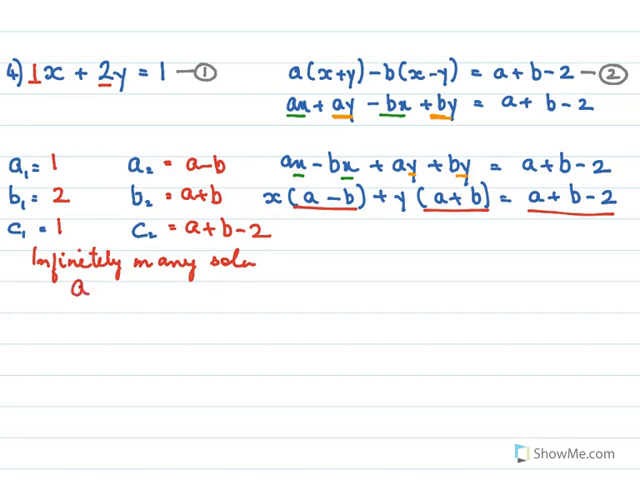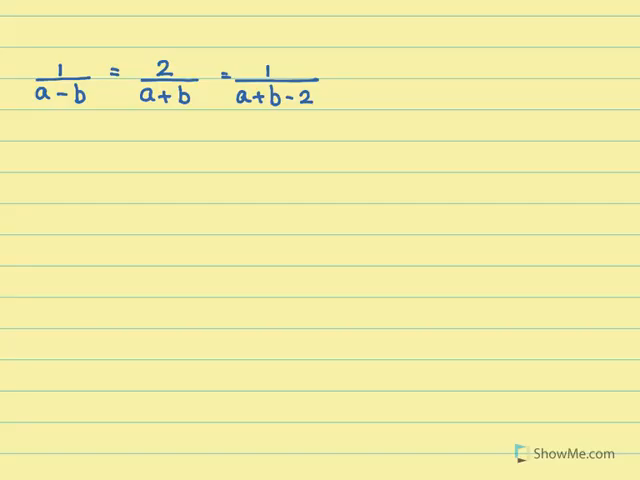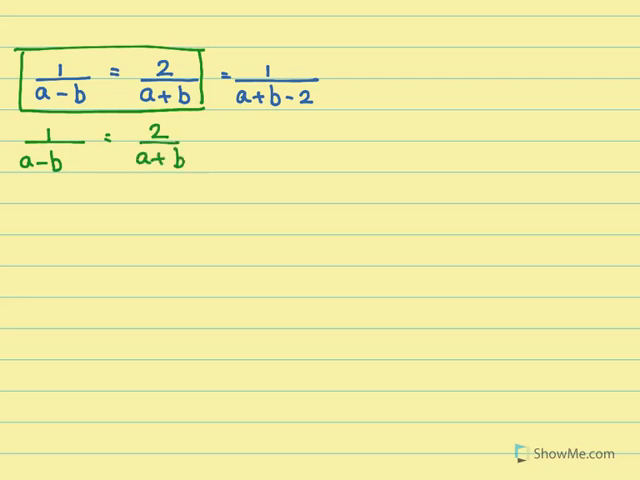And if they have infinitely many solutions, my condition is a1 over a2 equal to b1 over b2 equal to c1 over c2. So our a1 we know is 1, a2 is a minus b, b1 is 2, b2 is a plus b, c1 is 1, and c2 is a plus b minus 2. We'll now take up these two terms and cross multiply. So I have 1 over a minus b equal to 2 over a plus b.